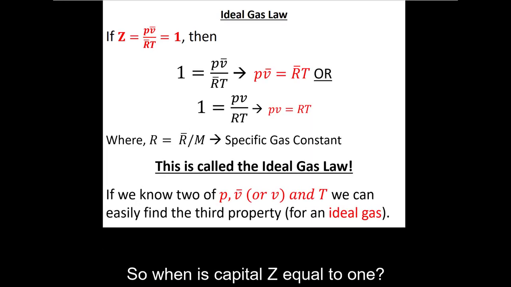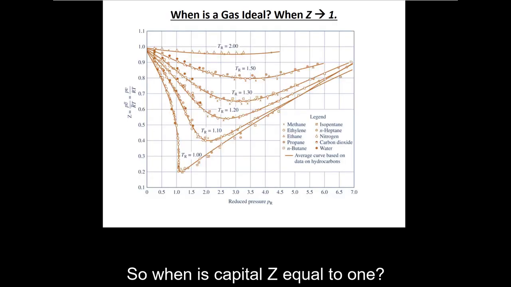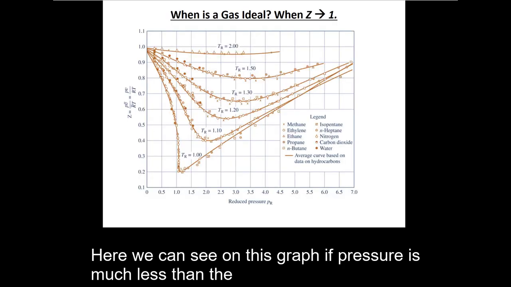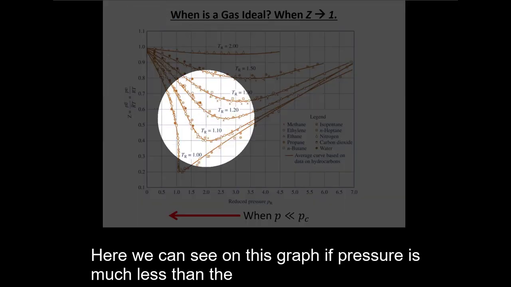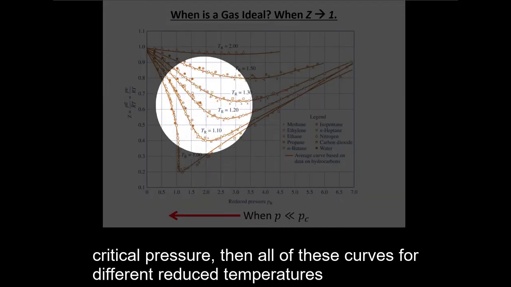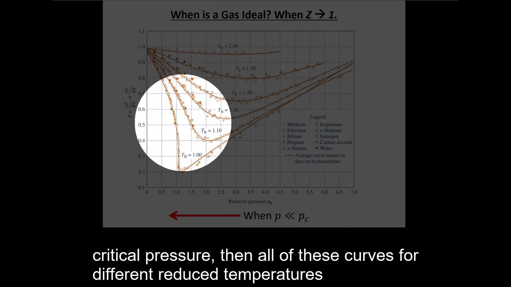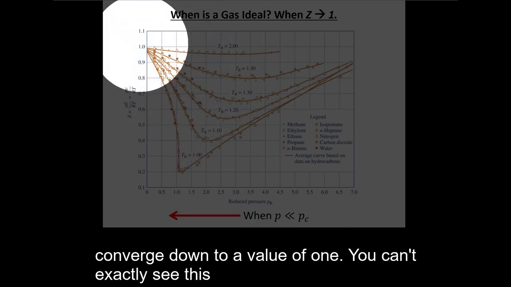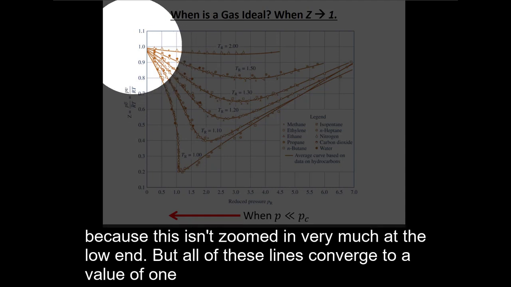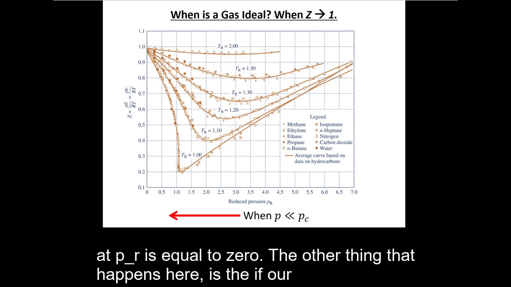So when is capital Z equal to 1? Here we can see on this graph, if pressure is much less than the critical pressure, then all of these curves for different reduced temperatures converge down to a value of 1. You can't exactly see this because this isn't zoomed in very much at the low end, but all of these lines converge to a value of 1 at PR equal to 0.